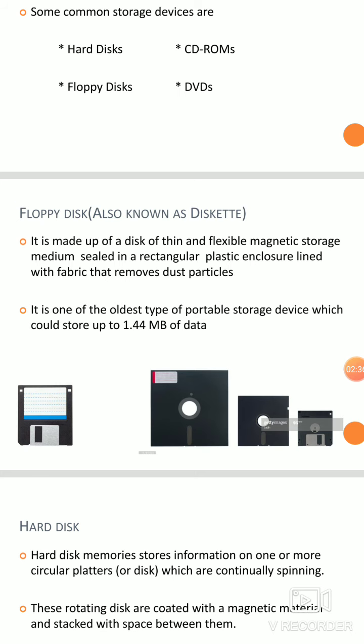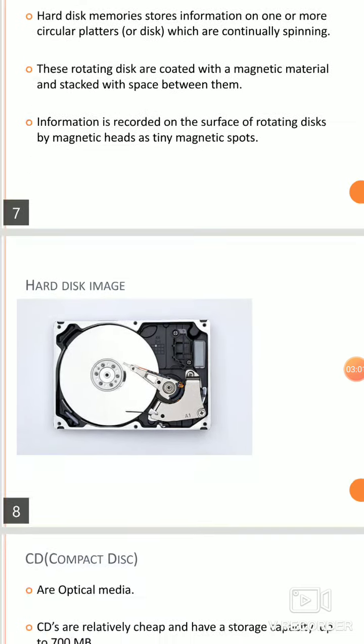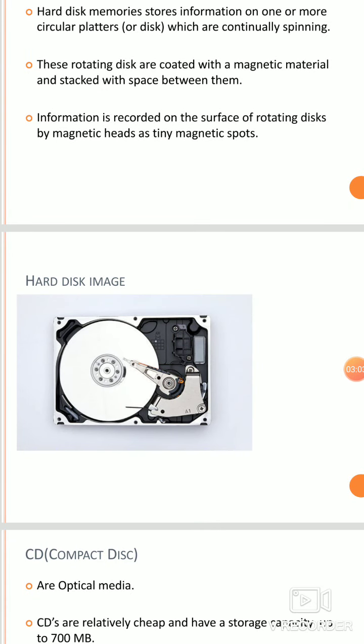Next is hard disk. Hard disk memory stores information on one or more circular platters or disks which are continually spinning. These rotating disks are coated with a magnetic material and are stacked with space between them. Information is recorded on the surface of the rotating disks by magnetic heads as tiny magnetic spots. This is the image of your hard disk.